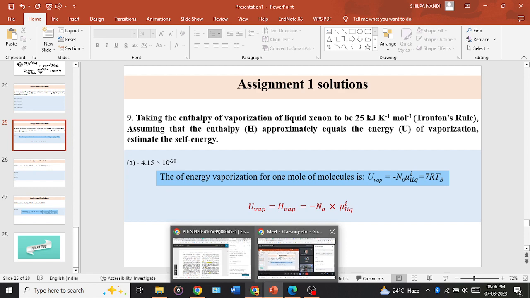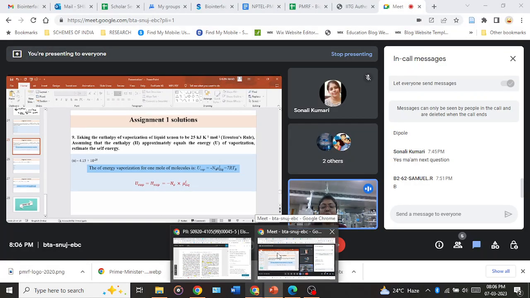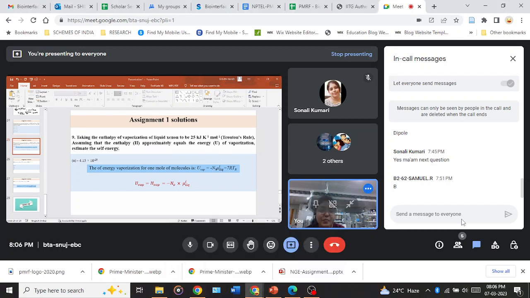Can any one of you tell me what the Avogadro number is? What is the value of the Avogadro number? You can clearly see you just have to put in the value for the Avogadro number and the enthalpy of vaporization, that is 25 kilojoule per Kelvin per mole. Fine, we'll try to solve this one as well.